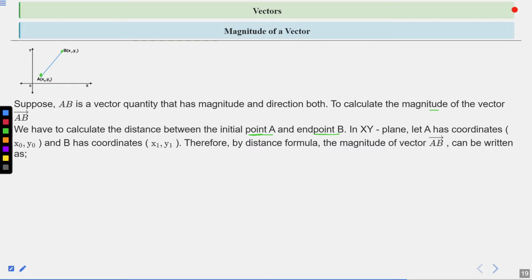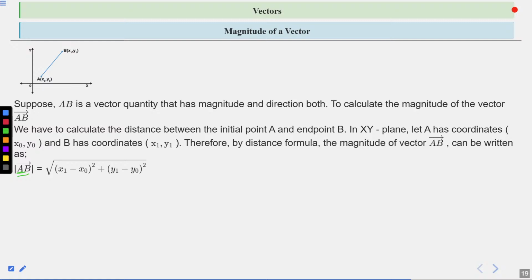To calculate the magnitude of vector AB, we calculate the distance between the initial point and the end point. In the xy plane, let A coordinates be x0, y0 and B coordinates x1, y1. Therefore, by using the distance formula, the magnitude of vector AB is equal to the square root of (x1 minus x0) whole square plus (y1 minus y0) whole square.